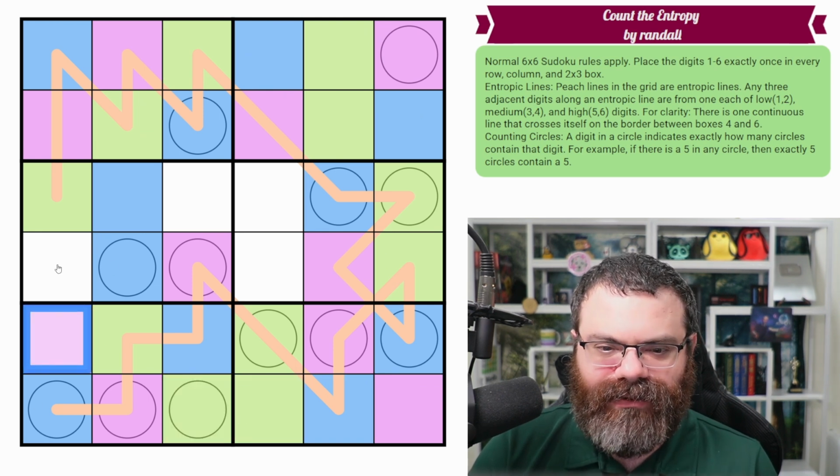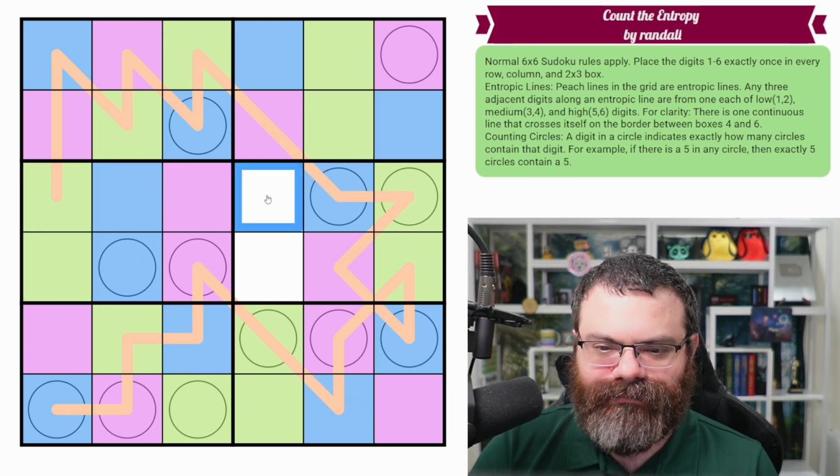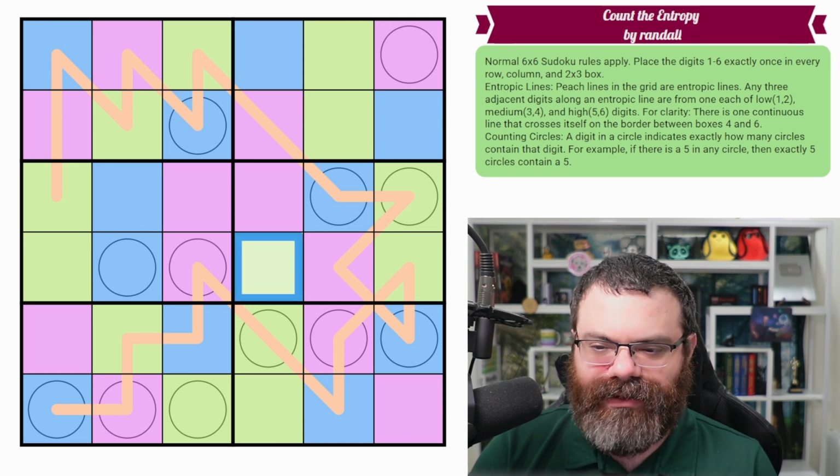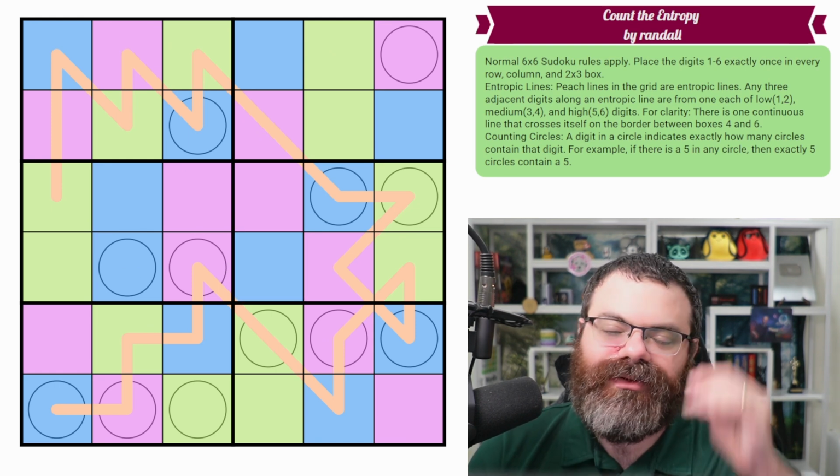This box needs a purple. This column needs a green. This box needs a purple. This row needs a purple. This row needs a green. Now, hopefully, nope, not green. Blue. Hopefully I did that right.